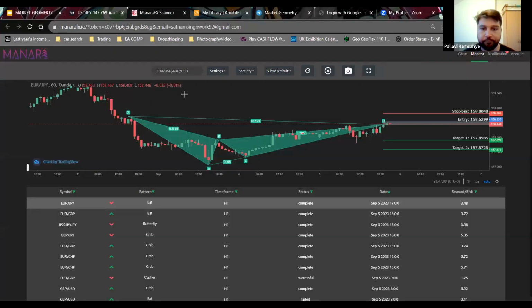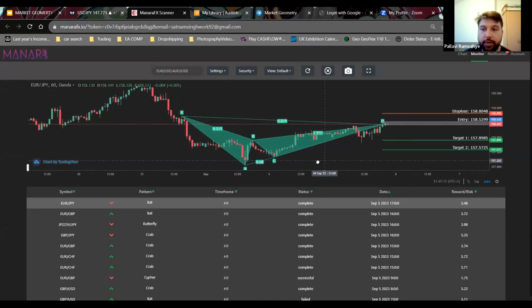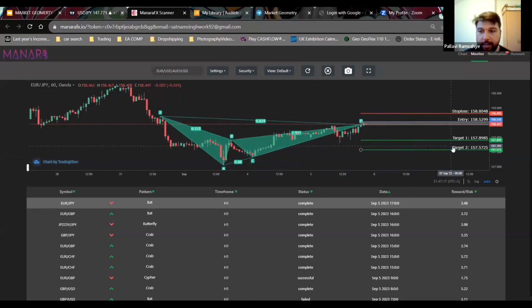So when we come into Manara, it could feel quite alien because there's so much going on. When I first saw Manara, it was crazy. But once you get used to it, all you need to look at is your stop loss, your entry, and your targets 1 and 2. Okay, that's all you need to look at.